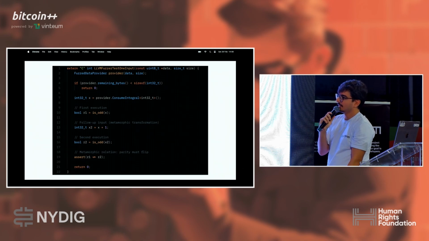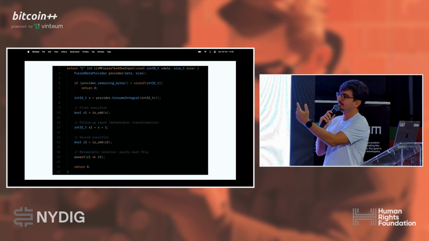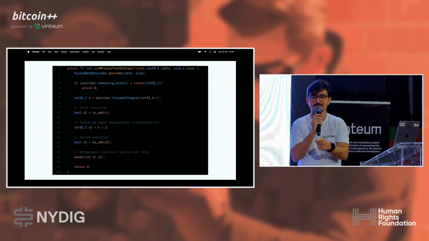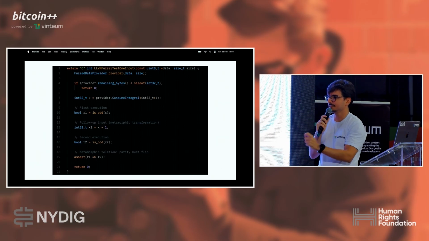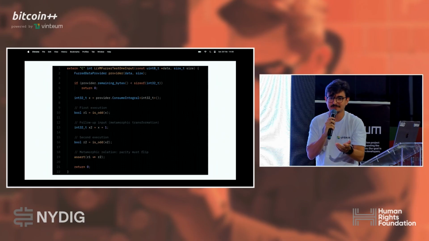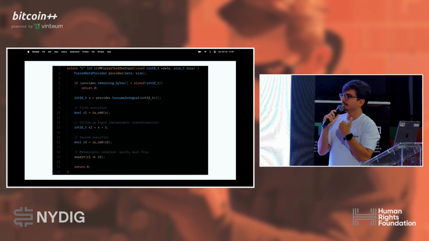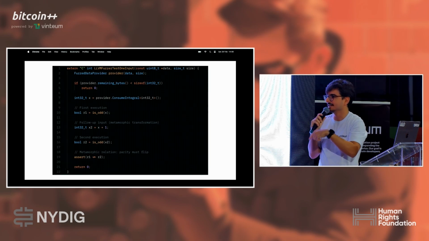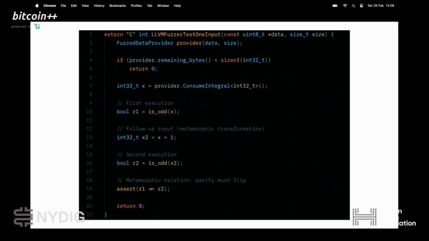Of course, I can't put a huge if-else: if the input is 1, do this, else if 2, do this, if 3, if 4, if 5, if 6. Of course, we don't do it this way. But I know that if a number is odd, then that number plus 1 or minus 1 is not odd, so the result is different. So this is a metamorphic relation basically. This is an example.